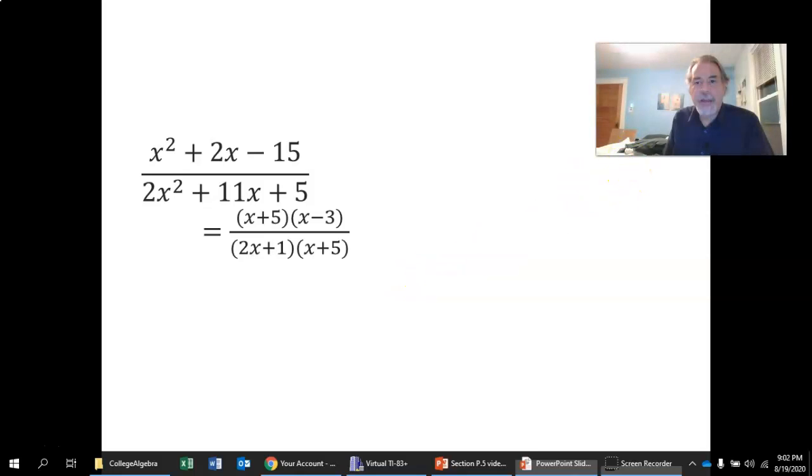So I'm not going to spend a lot of time in this section going over how the factoring part of this works. I'm assuming you already know how to do that. If you're weak on factoring, that's going to be an obstacle for you in what we're doing in this section. So in that case, you might want to go back and review your factoring. But when you factor the numerator and the denominator of this expression, the numerator factors into x plus 5 times x minus 3, and the denominator factors into 2x plus 1 times x plus 5.